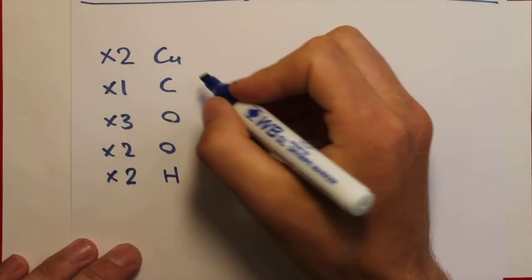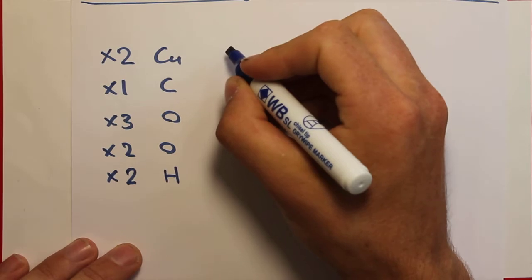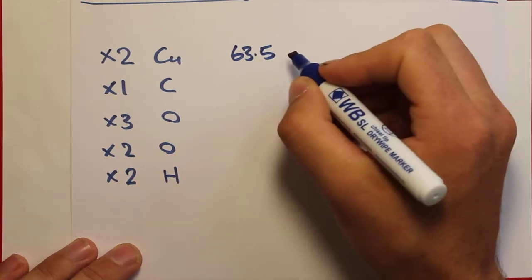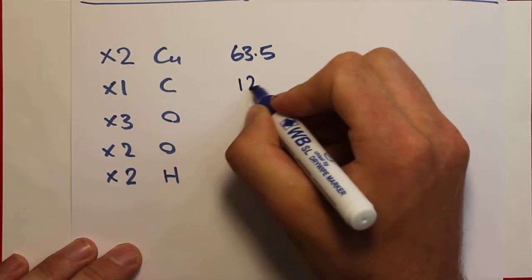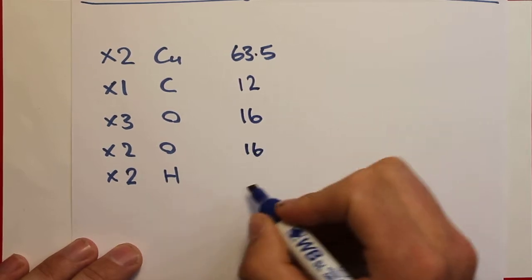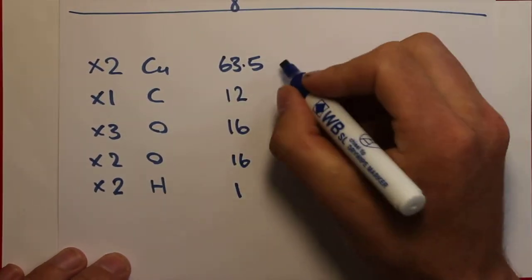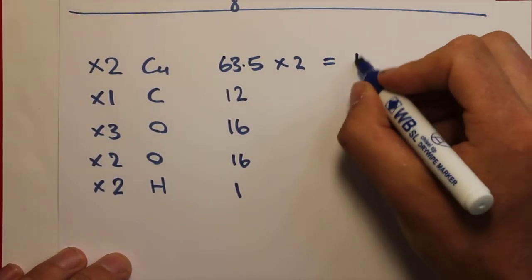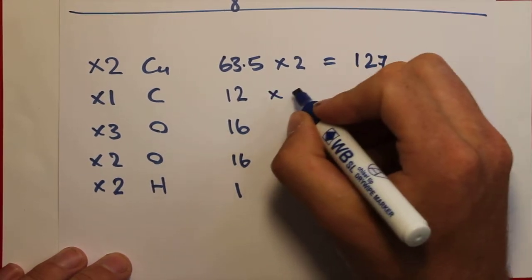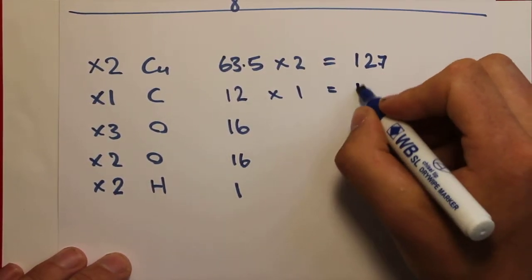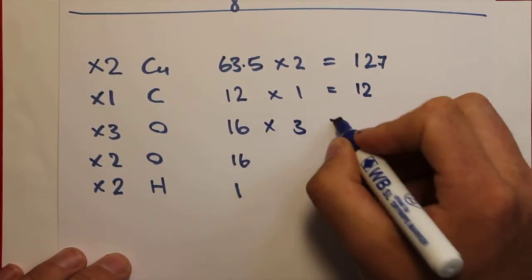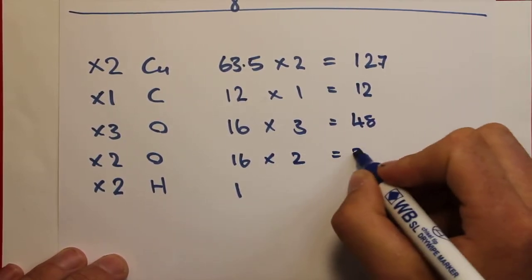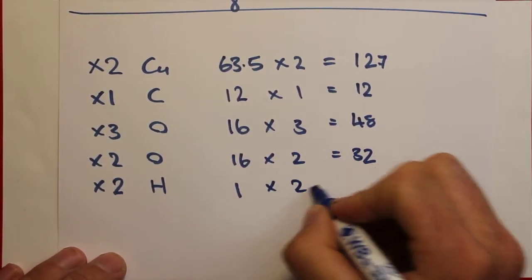When we go to our periodic table and look up the relative atomic mass of copper, we can see it is 63.5 grams per mole. Carbon is 12, oxygen is 16, 16 again, and 1 for hydrogen. Times 2 for our copper, because we've got 2 of them, is 127. Times 1 for our carbon, so that's just 12. Times 3 for our oxygen here, that's 48. Times another 2 is 32, and times 2 is 1.